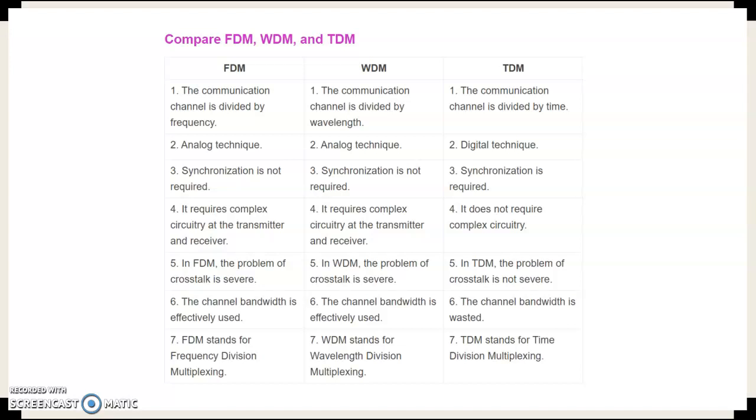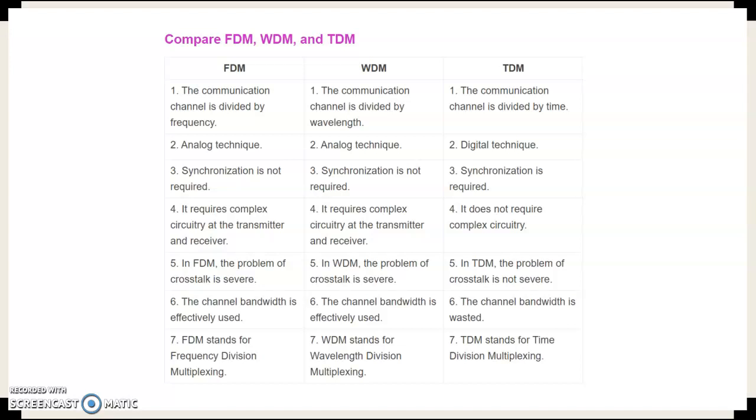This is the comparison table of FDM, WDM, and TDM. For FDM, the communication channel is divided by frequency. For WDM, the communication channel is divided by wavelength. And lastly, for TDM, the communication channel is divided by time. FDM is for analog, as well as WDM, and digital for TDM. For FDM, synchronization is not required, as well as in WDM, but in TDM, synchronization is required.